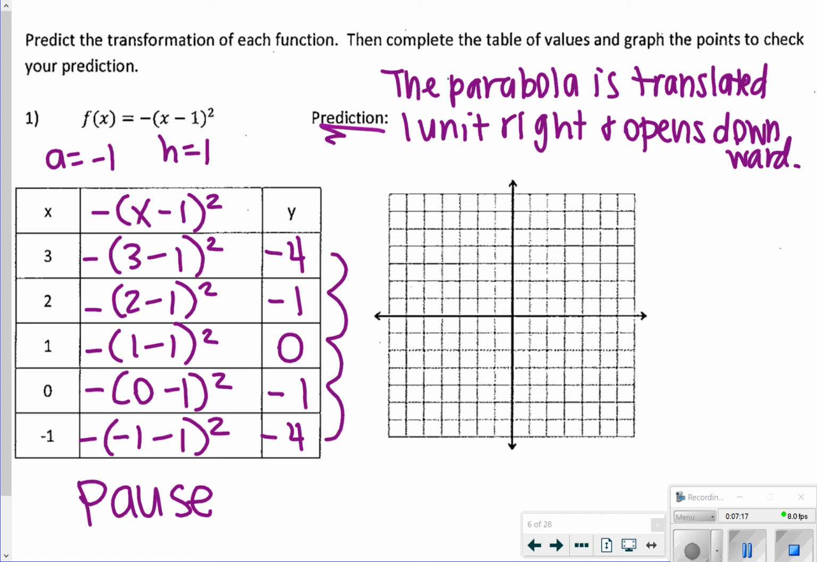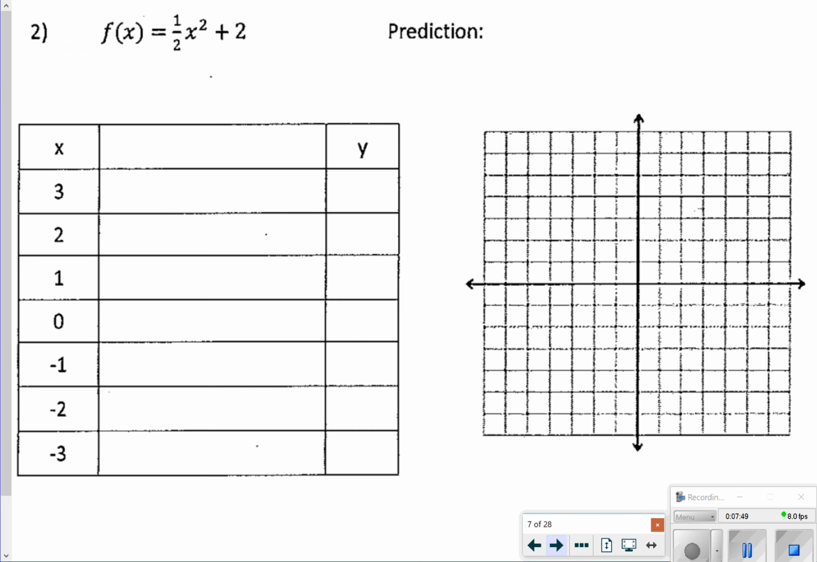Now let's graph these. So I've got 3, -4; 2, -1; and then 1, 0; and then it basically goes back down: 0, -1, and then -1, -4. Notice the points are symmetrical, and you just want to make sure that you curve your line once you're done. That's how you would complete the second one as well.